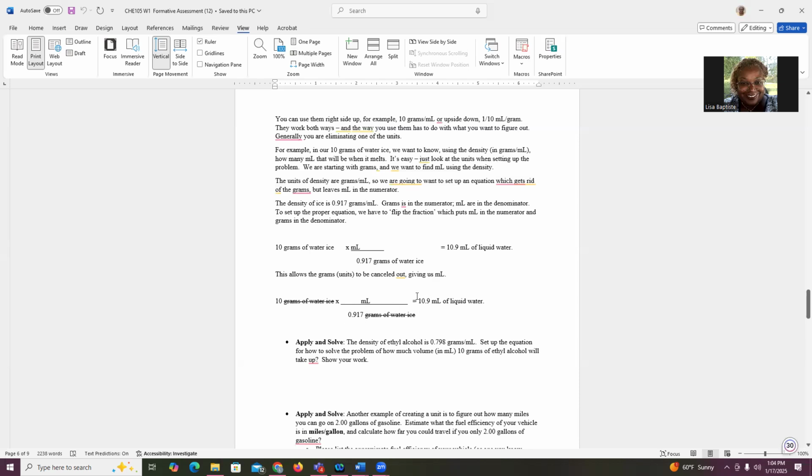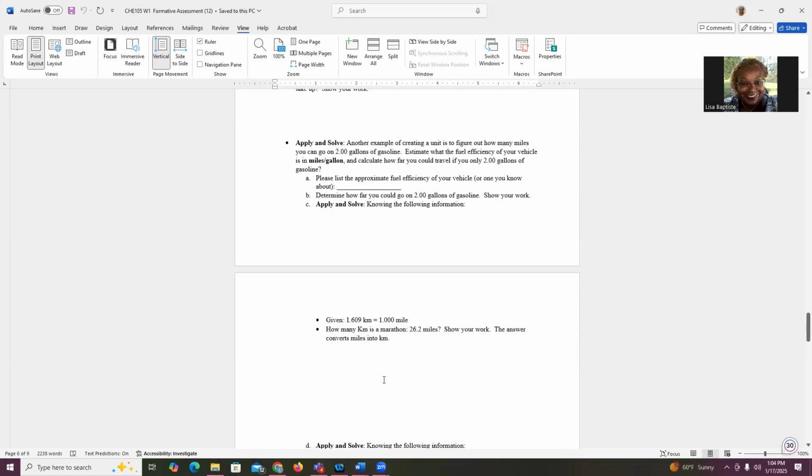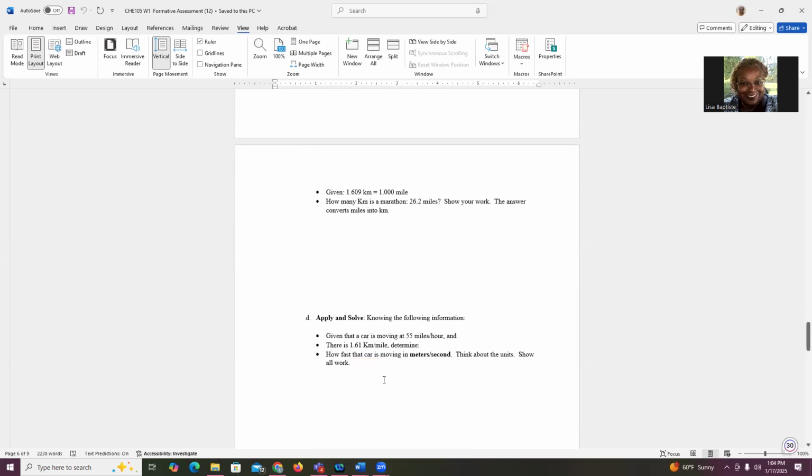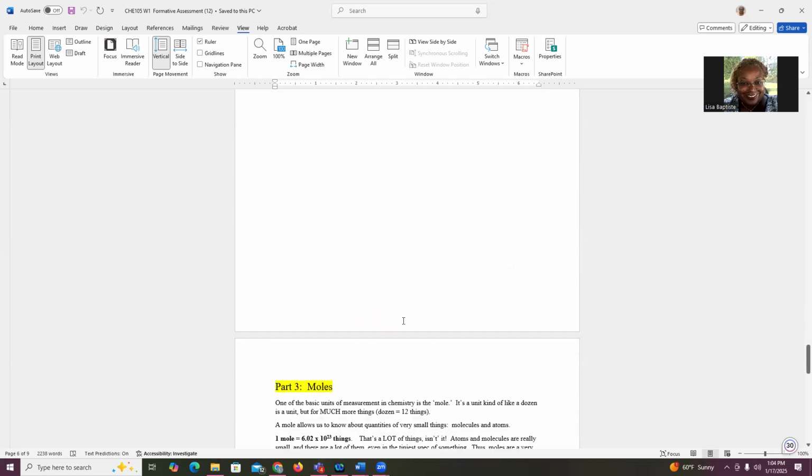So your answer will have three significant figures because we're not only looking at the calculation, we're also looking at the significant figures and we're looking at the units, okay? And so there are three things that are involved when we're doing problems in chemistry, okay? So there are some apply and solve, so that'll give you some chances to do some calculations as well so that you can apply what you've just learned.